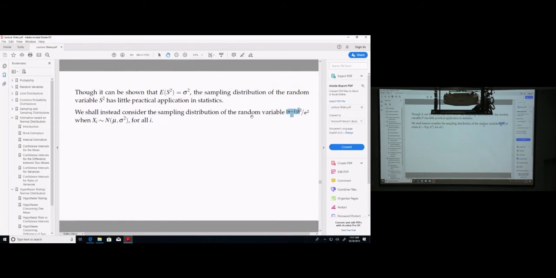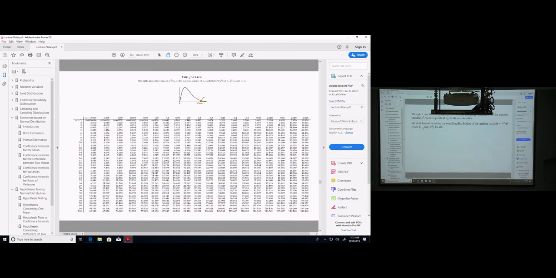Okay, so we are looking at this. Now, I haven't told you what this is yet. It is the sampling distribution of the random variable n minus 1 times the sample variance divided by the population variance, if I assume the individual measurement is from a normal population. So this is the table. I think we have something like this in this.